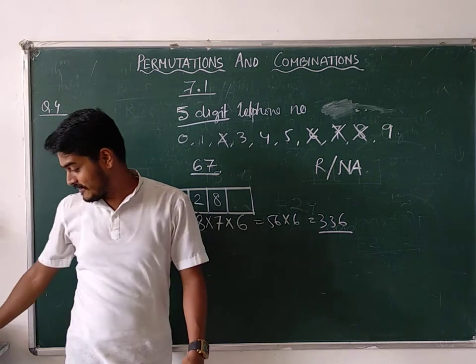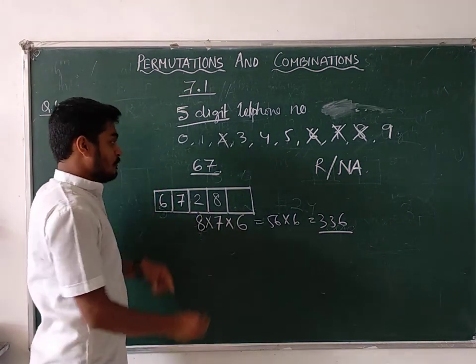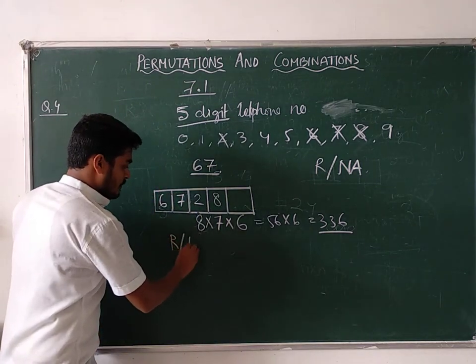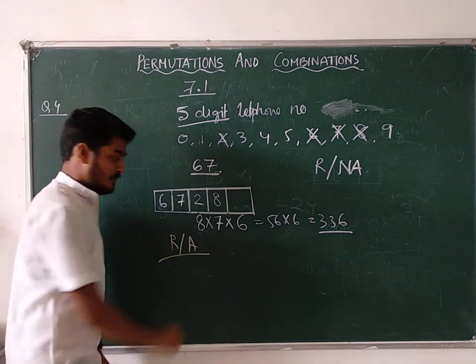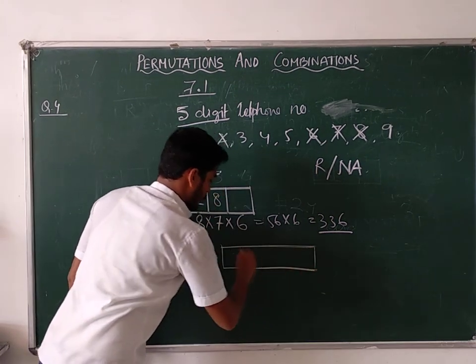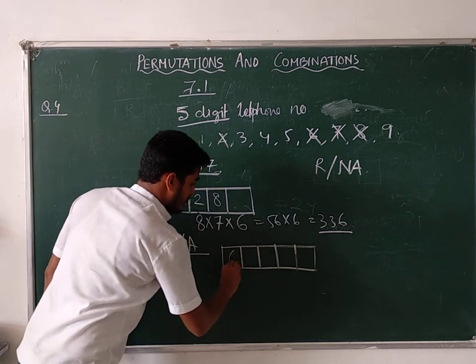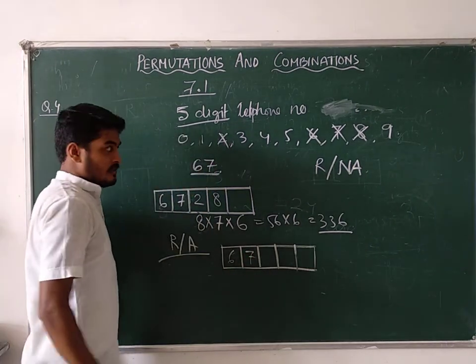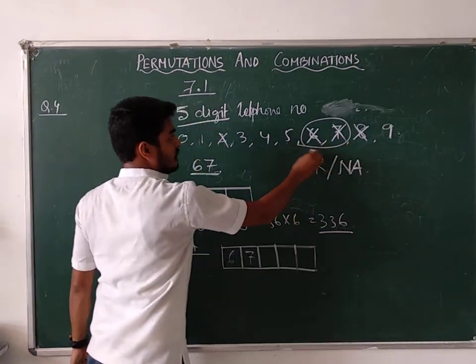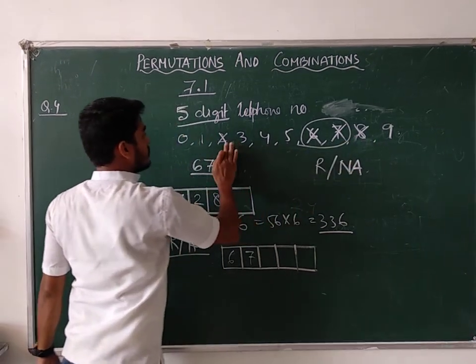So interesting. Suppose if repetition is allowed, how many 5-digit numbers can be formed started with 6 7? So 6 7, repetition is allowed. So you are not supposed to avoid using 6 and 7. So all the digits are available with us.